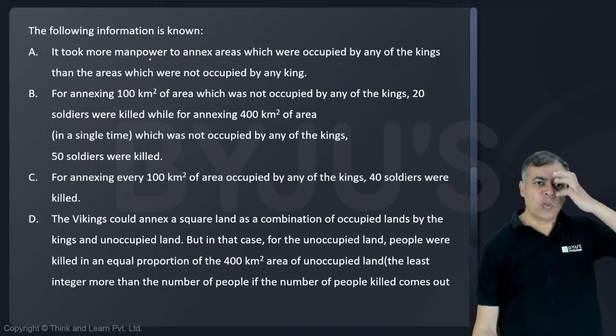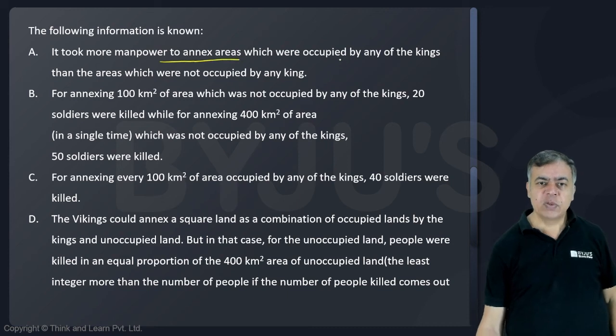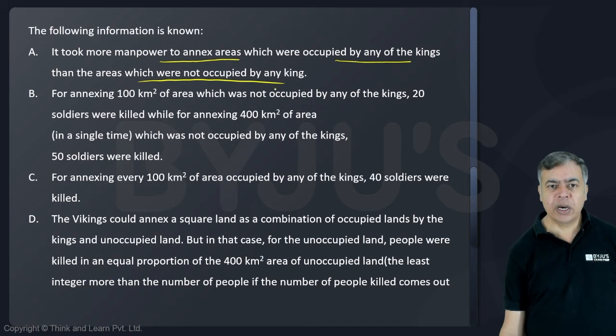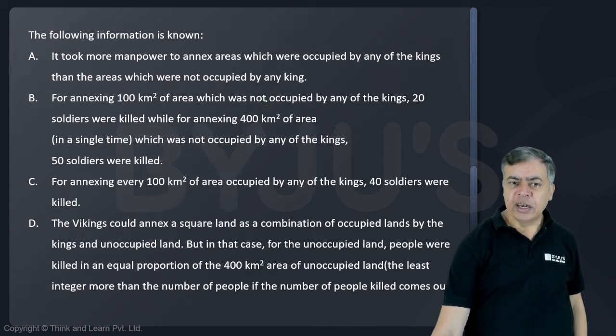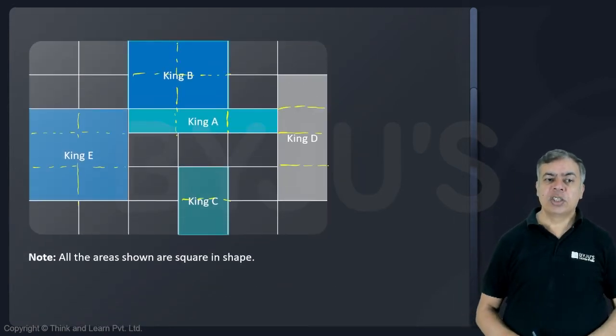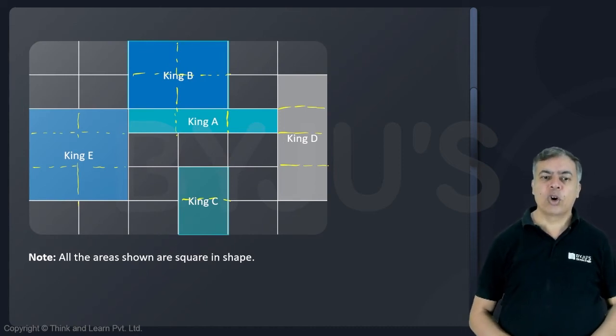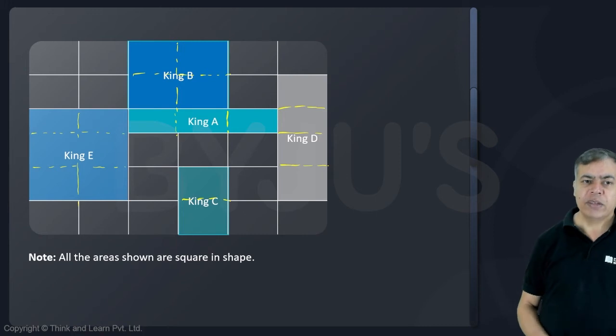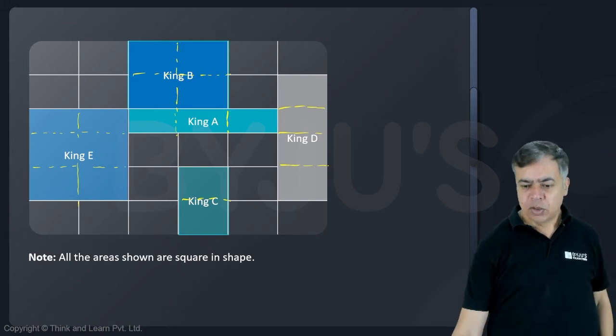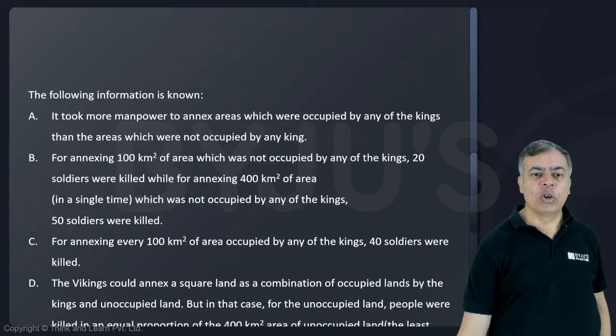That it took more manpower to annex areas which were occupied by any of the kings than the areas which were not occupied by any of the kings. You can see here the colored portion is occupied by the kings and the gray portion, the remaining portion, is unoccupied. Okay, there are these 5 kings, A, B, C, D, E. The other areas are unoccupied.